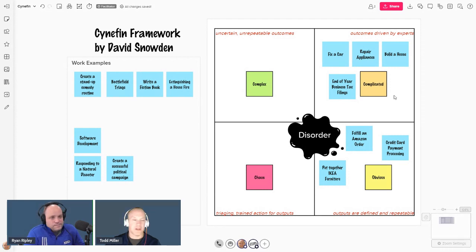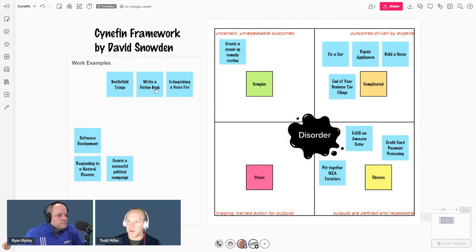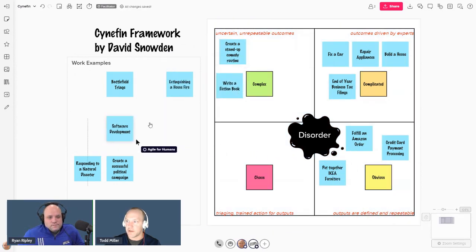Yeah, and the outcome's pretty guaranteed here. You enlist those experts to make sure that it's guaranteed. But if we start to look at some other complex domains of work, right? I'm going to move these into complex.